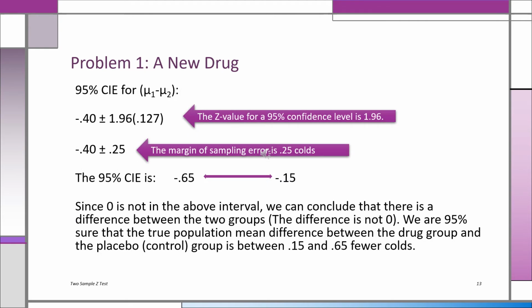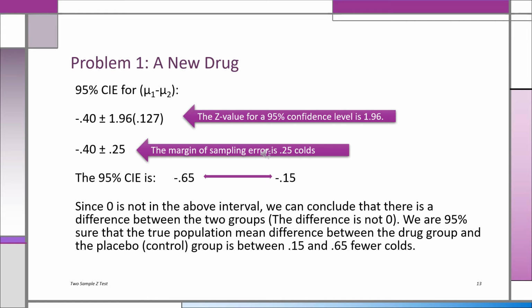Construct the confidence interval. Again, you have negative 0.40 plus and minus. Now there's that 1.96, as you know, that's used for a two-sided 95% confidence interval. And the number in the denominator, in the square root, was the standard error for the difference, 0.127. So you just multiply it and you get the margin of error is 0.25 colds.